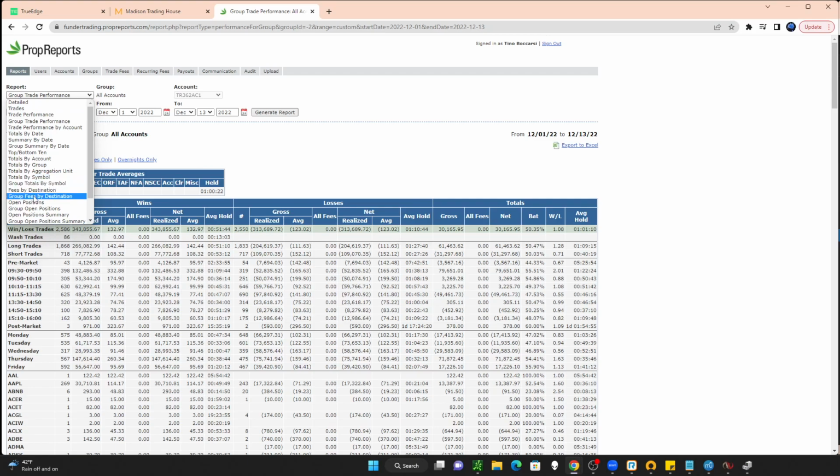Group totals by symbol, group fees by destination, group open position summary, group summary by date. Now I'm just going to stick to group for now, but when you're doing this individually, you would just select trade performance, trades, detailed, etc. In other words, these are for the individual. In my case, when you see group, that's what it means. It's the group. It's all of you.